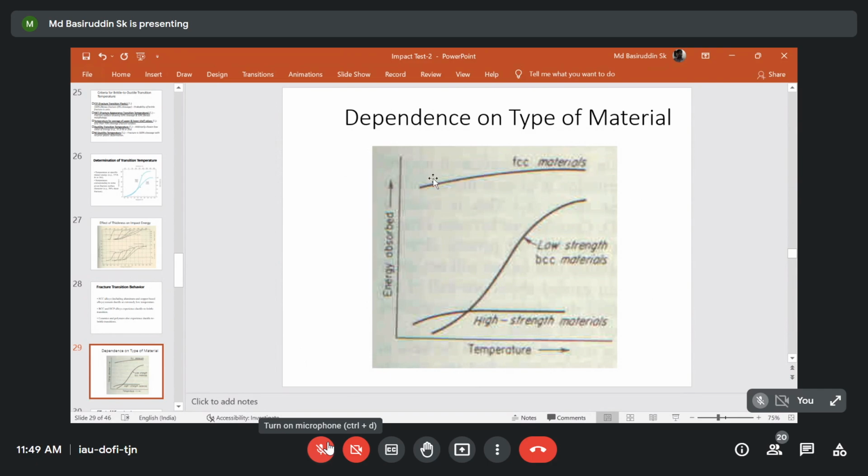But if you do the transition curve impact test for materials like high strength steel, the ferritic steel, the low carbon steel, or the structural steel, then you will find that the curve will vary like this. The impact energy absorption capacity will vary with temperature following this particular curve. That means the transition happens quite sharply, whereas in case of FCC material, this variation is insignificant.